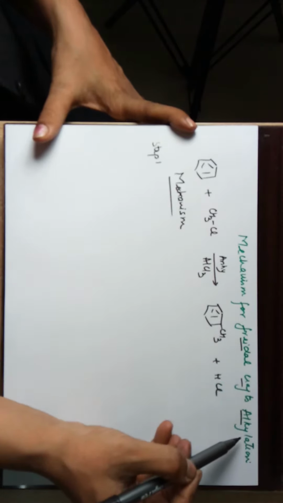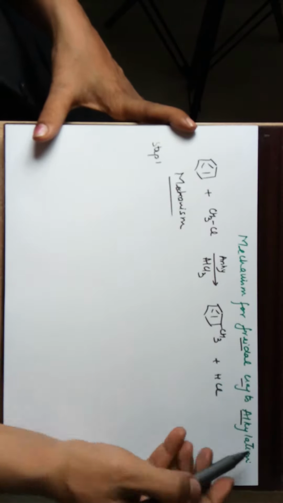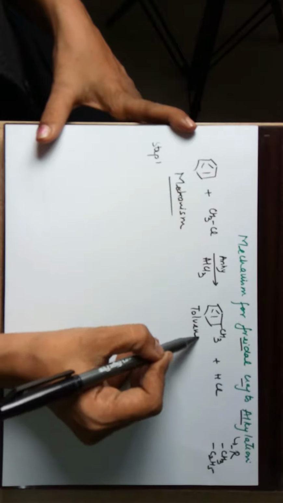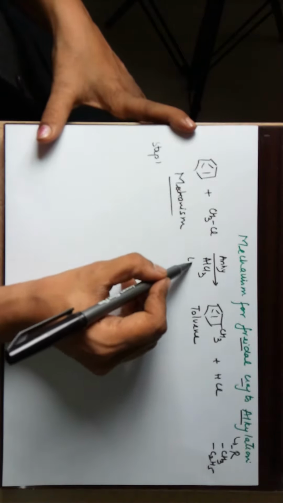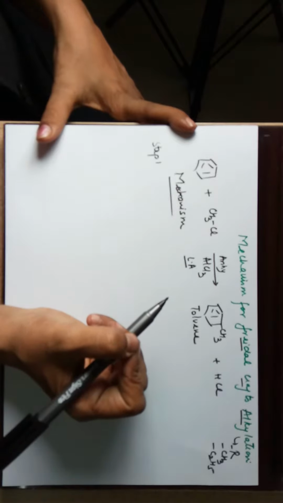Alkylation is the introduction of an alkyl group. The general term could be R, which could be a methyl, could be an ethyl, etc. I'm taking a special reaction where I'm converting a benzene into a toluene by reacting it with a methyl chloride in the presence of a Lewis acid, anhydrous AlCl3.